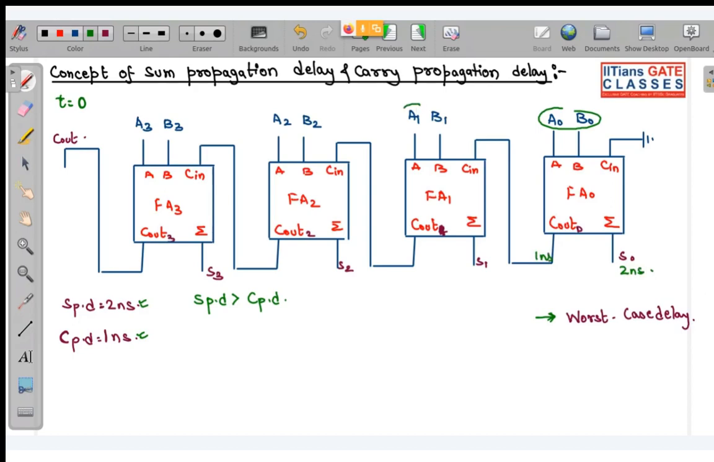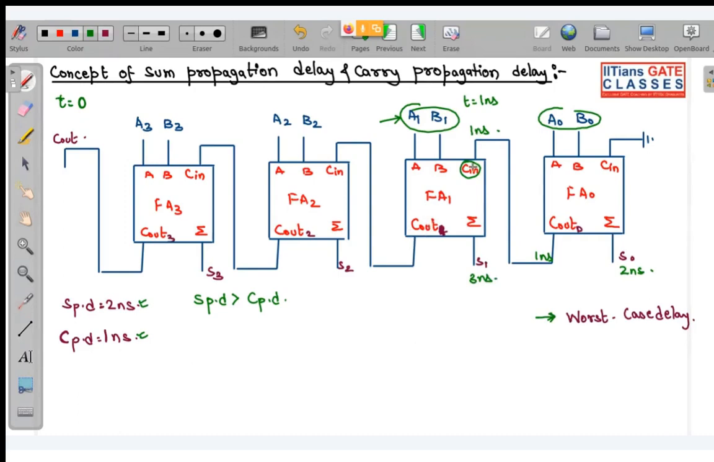So the input of this full adder 1 will get stabilized at 1 nanosecond, because it was waiting for this carry, and these inputs were present from t equal to 0. So after 3 nanoseconds, because 1 plus 2 is 3 nanoseconds, this S1 will be generated. But this C out will be generated after 2 nanoseconds.